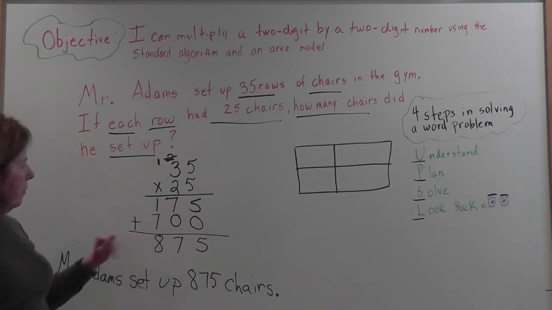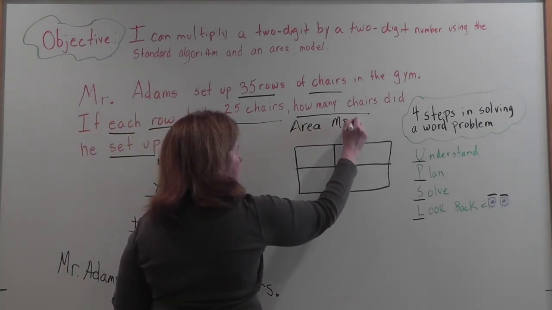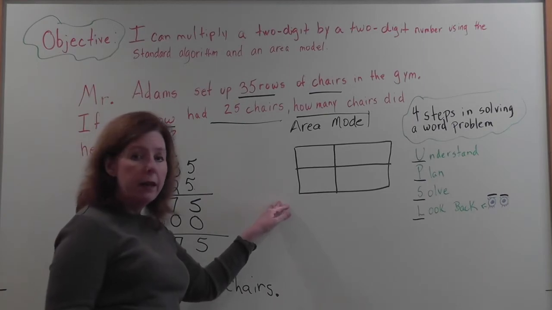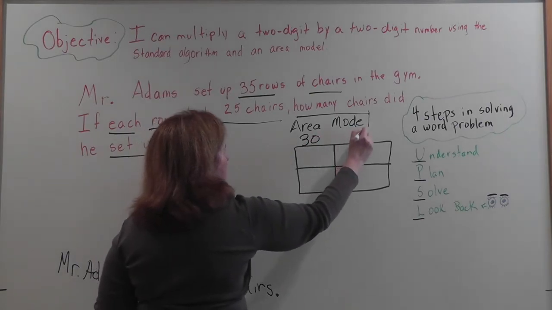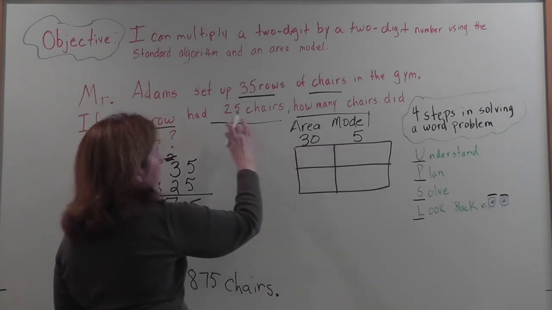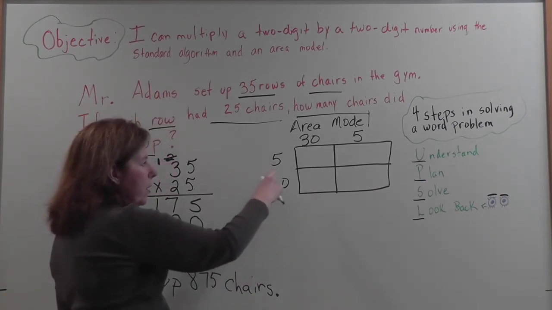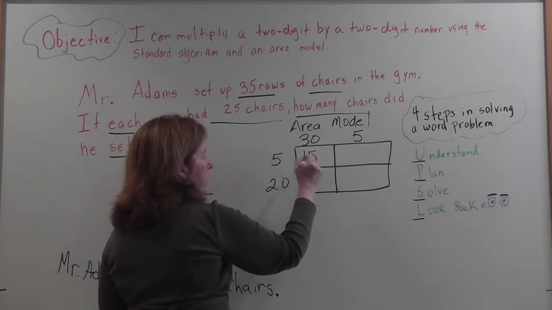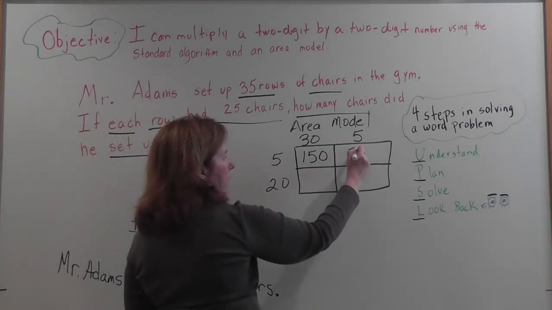Okay? Now, here's the area model way. If you want to do the area model way, instead of the standard algorithm, you find it easier to do it this way, that's fine. So, I'm going to go 35. Draw up my rectangle into 4 sections, put 35 and then 25. I'm going to multiply my 5 out. 5 times 3 I know is 15. 5 times 0 is 0. 150. 5 times 5 is 25.